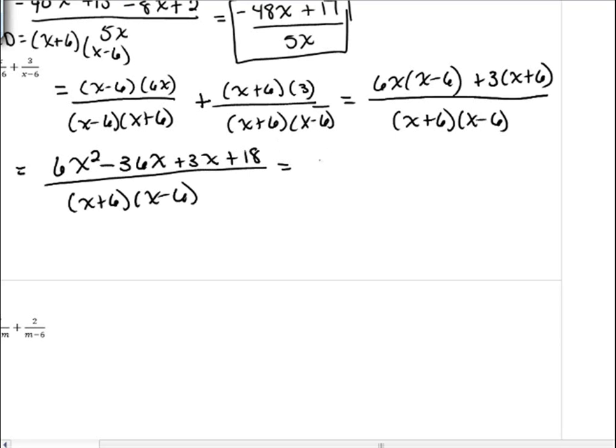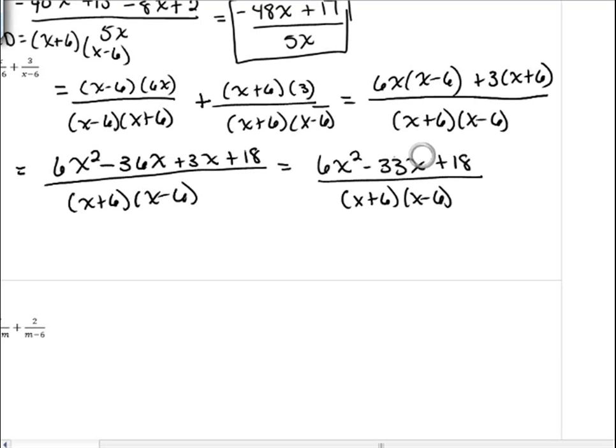Combining our like terms, we have 6x squared minus 33x plus 18, and this is over x plus 6 times x minus 6. So what we did there was combine the negative 36x and the 3x. That gave us the negative 33x.